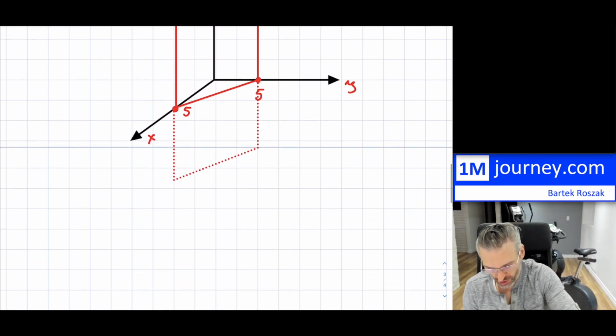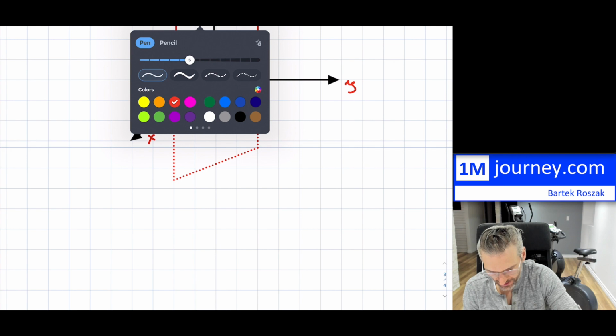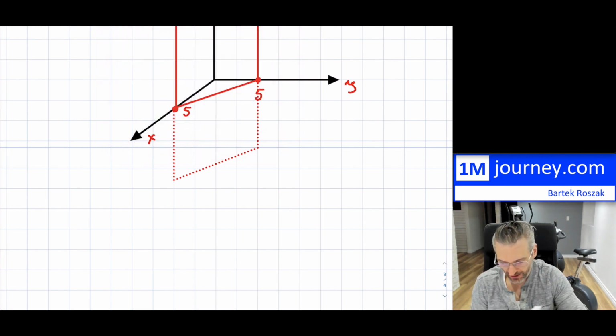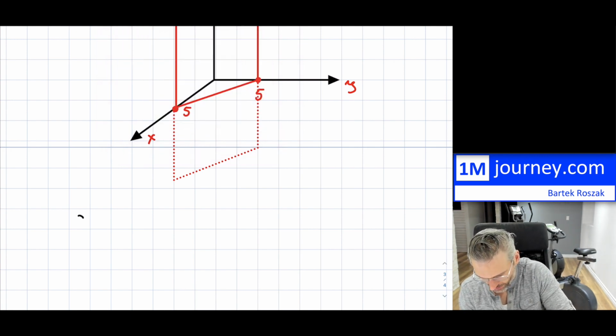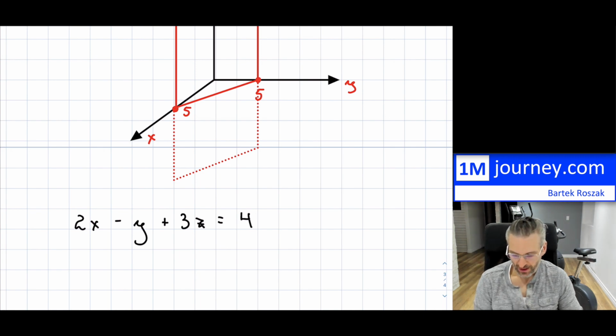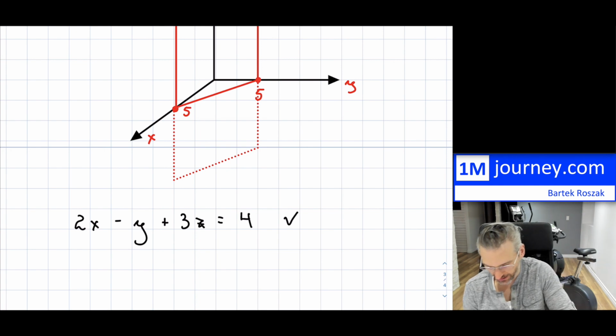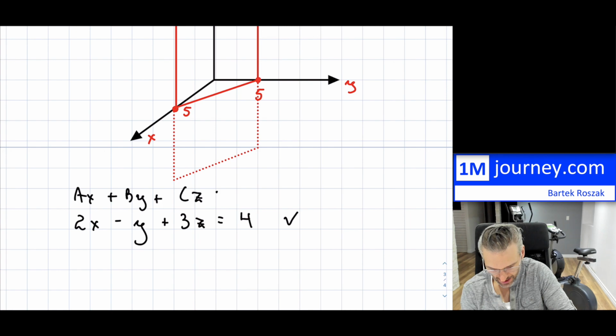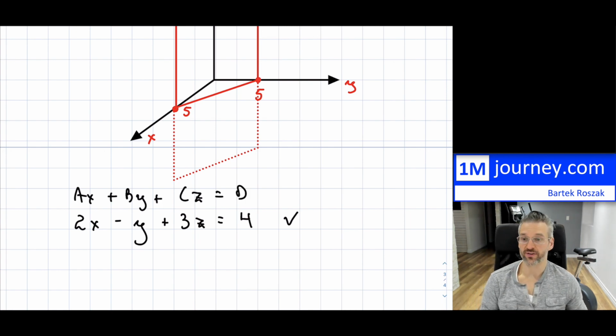So now, if I would show you another example, for instance, let's make it, I don't know, let's say maybe 2x. I'm honestly just making this up now. 2x minus y plus 3z is equal to, let's say maybe 4. And this is now my actual plane. So it is in the form of ax plus by plus cz is equal to d, and I can actually find out what the a, the b, and the c are.